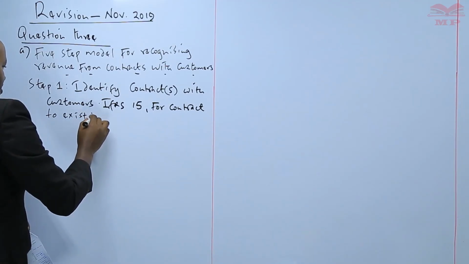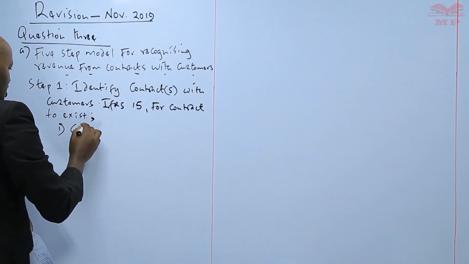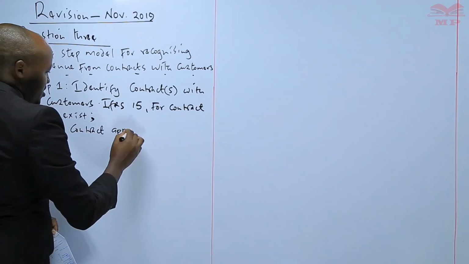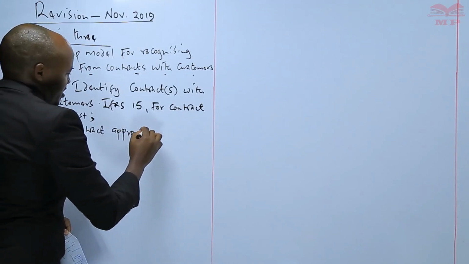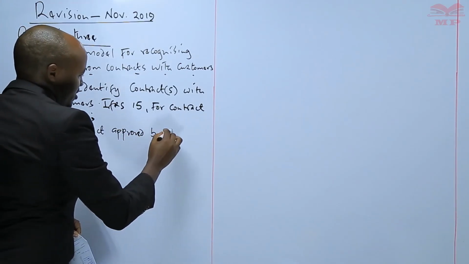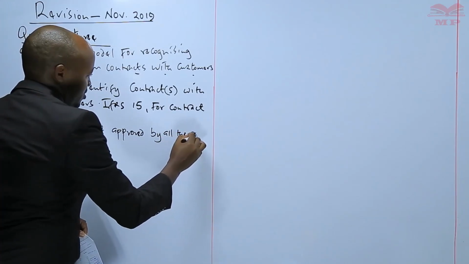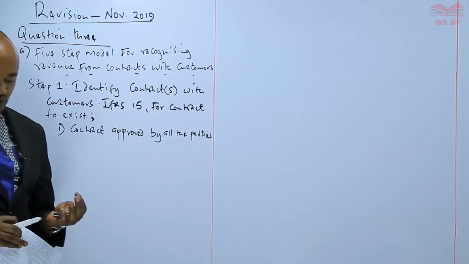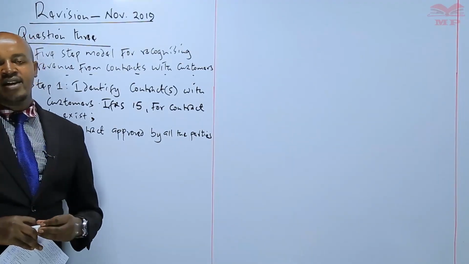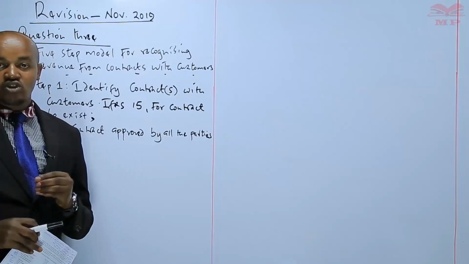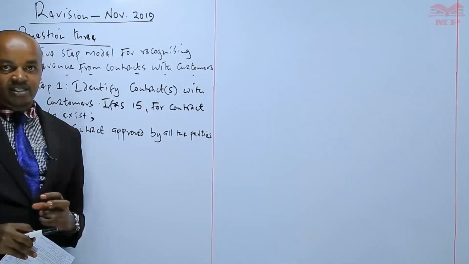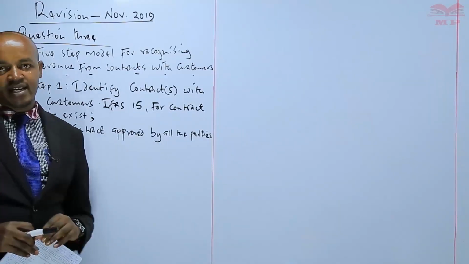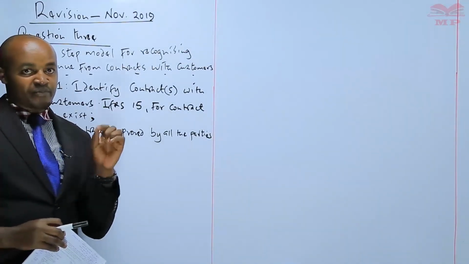One is that that particular contract needs to be approved by all the parties. So that means if, for example, an entity is to supply some goods, or an entity is to provide some services, that contract needs to be approved by the business itself, and the customer who is to be supplied with those goods or provided with those services.